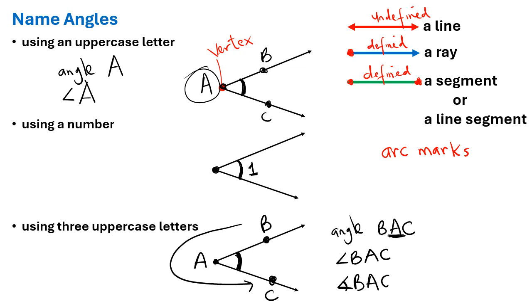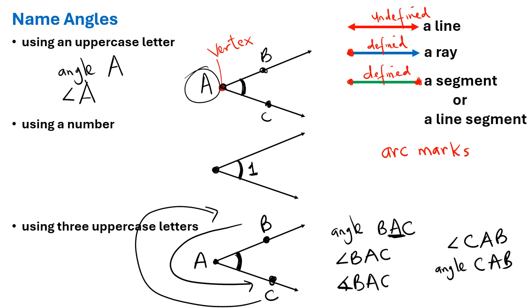So one other way we can write this angle is to name it the other way around. This direction. So it'll be angle CAB. Sometimes they can have this little arc mark on it showing the angle. So this is how you can use 3 letters to name an angle.